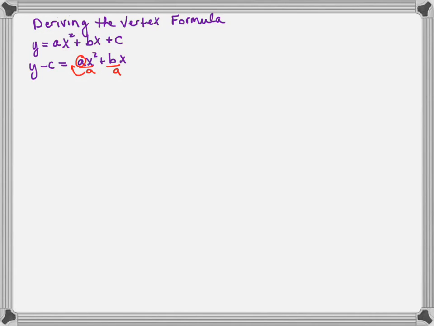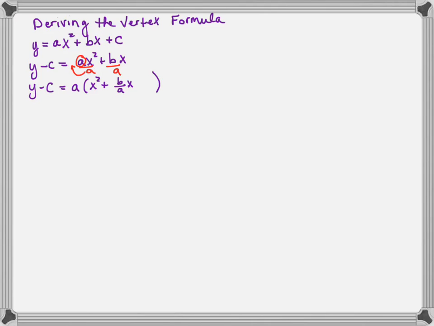Now treat a, b, and c like they're numbers. We can't complete the square if you have the a in front of x squared. So I'm going to divide it out of the right hand side, but rather than put it on the left hand side, I'll go ahead and just factor it out. So it looks like y minus c equals a times the quantity x squared plus b over a, x.